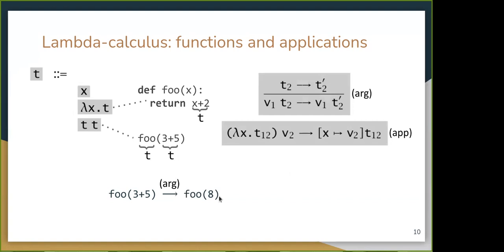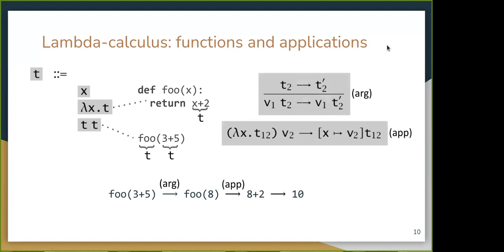Yeah, exactly. Because we don't have a fully computed argument, we use this arg rule to compute the argument. And then we take the body of the function and replace x with 8 by the second rule. And then finally we'll compute addition. Yep, you nailed operational semantics.